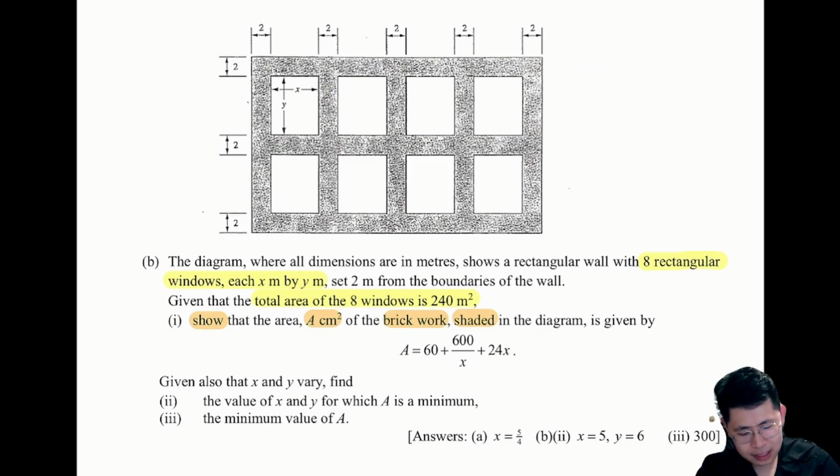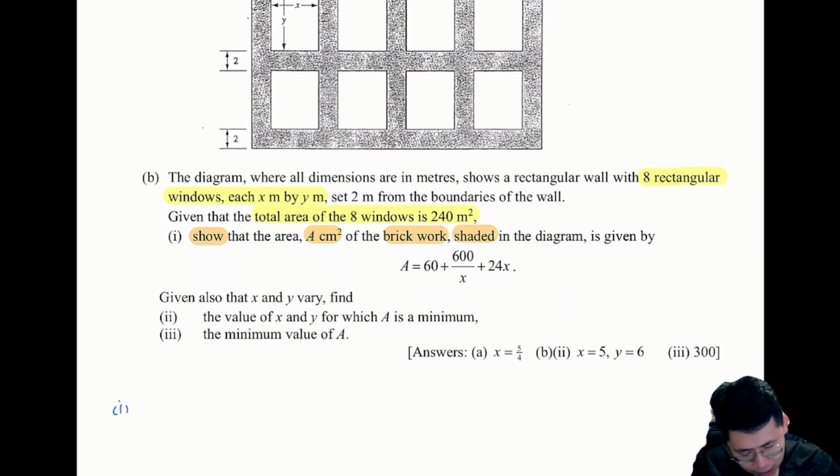Okay, so the first thing that I will take note of is, let's make use of the total area of the 8 windows is 240 meters square. What are the dimensions of the window? x and y, correct? So the area of one window is just x times y. Agree? Right? So with this, let's take a look. The area of the window, so 8 windows would be 240 meters square.